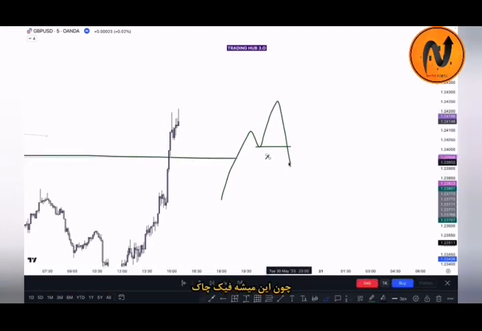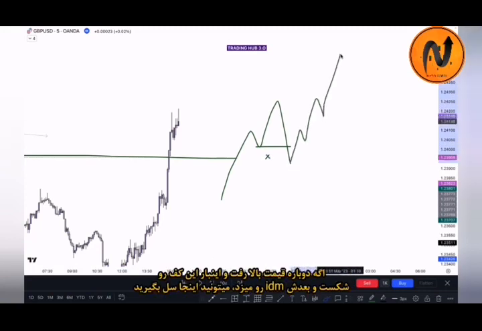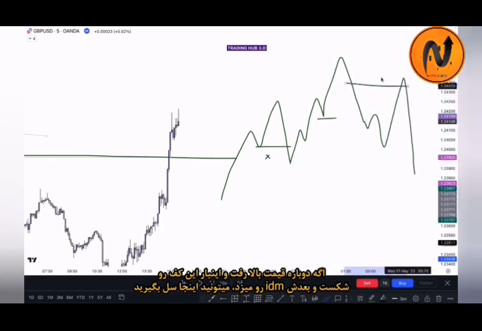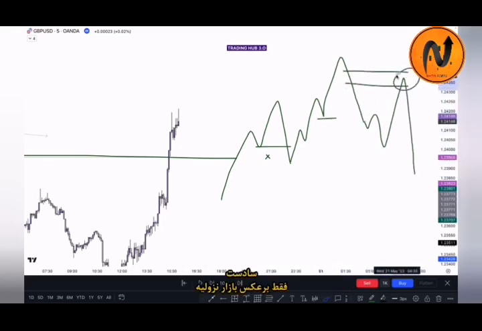Because this is a trap. This is a fake CHoCH. Again the market goes higher. In the next attempt it broke this one. Then you have to enter here. After taking out the inducement, here you can sell at this point. This is simply the reverse of the bearish market.